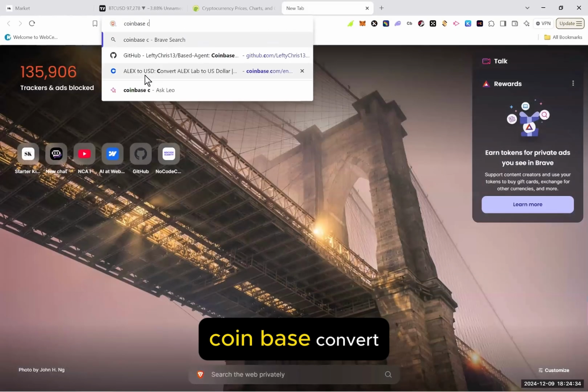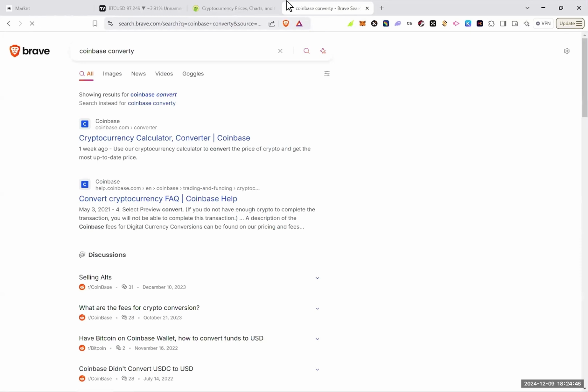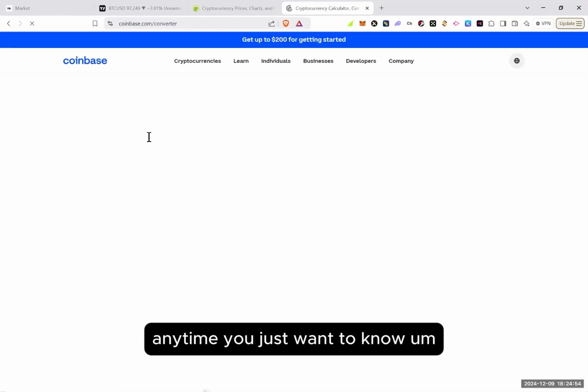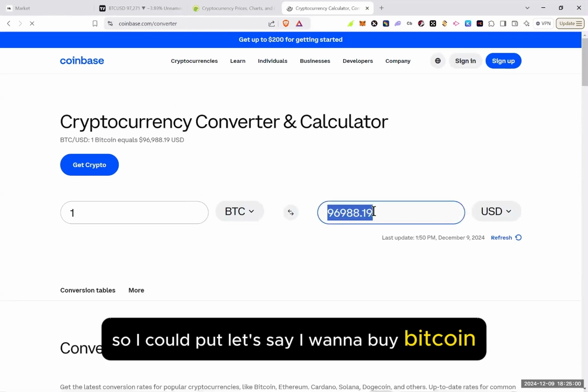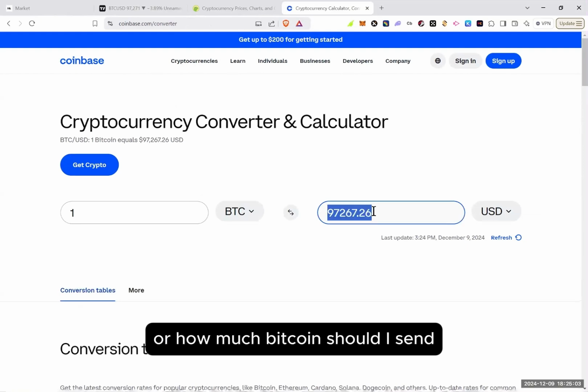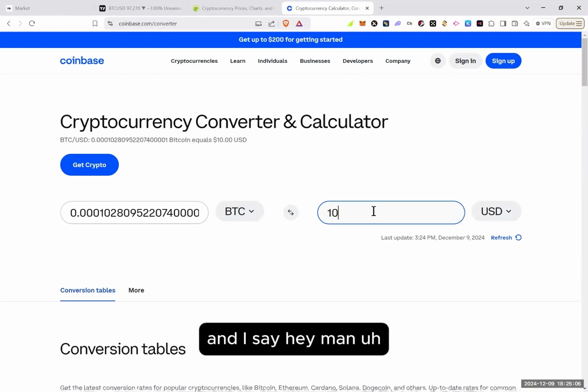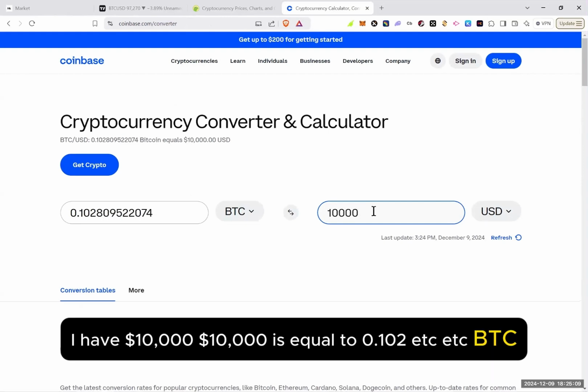Coinbase convert. So this is one of the ways you can always do a comparison of the value anytime you just want to know what your US dollars are equal to. Let's say I want to buy Bitcoin. I'm wondering how much Bitcoin I should buy, or how much I should send. And I say, I have $10,000. $10,000 is equal to 0.102, et cetera, BTC.